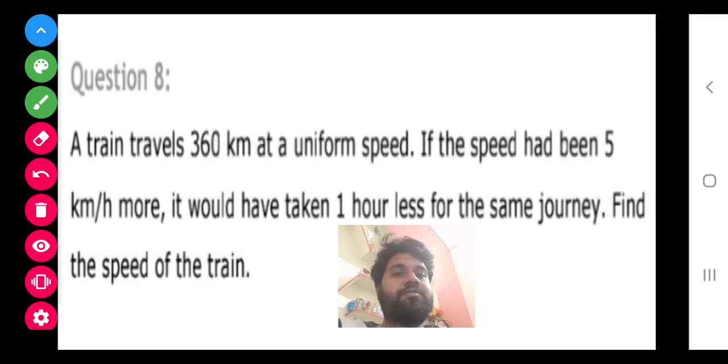A train travels 360 km at a uniform speed. If the speed had been 5 km per hour more, it would have taken 1 hour less for the same journey. Find the speed of the train. It is quite obvious, class. If speed is more, it will take less time. So that concept we have to use.